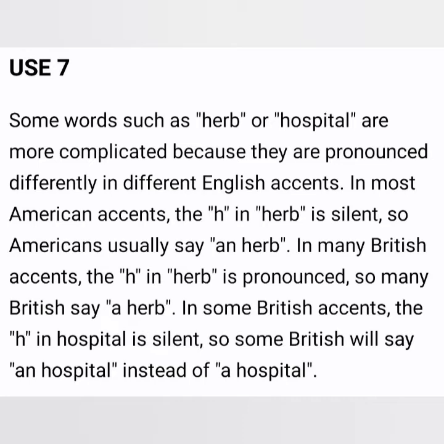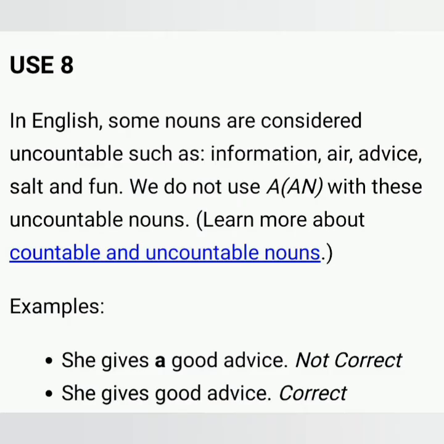Next, we move to the next rule. Usage number 8. In English, some nouns are considered uncountable, such as information, air, advice, salt, and fun. We do not use a or an with these uncountable nouns. Example: "She gives a good advice." This is not correct. So, what's the correct answer? "She gives good advice." So, advice is uncountable.